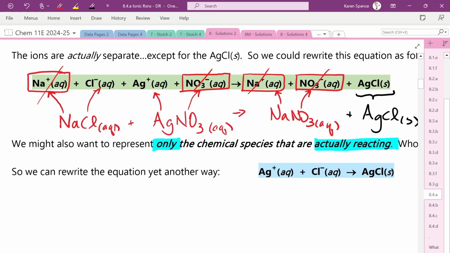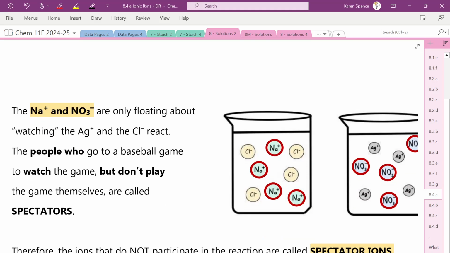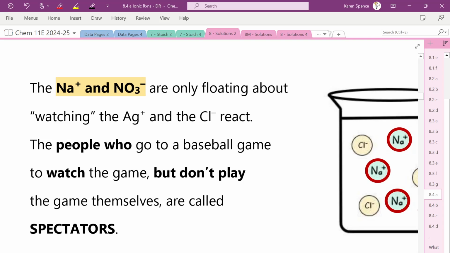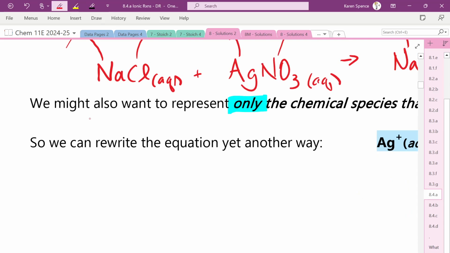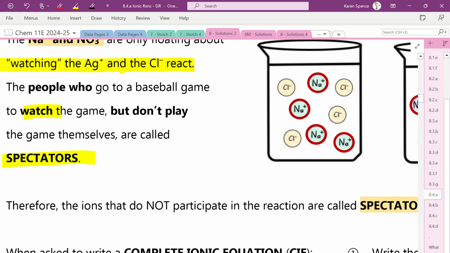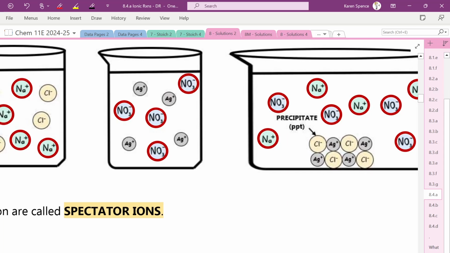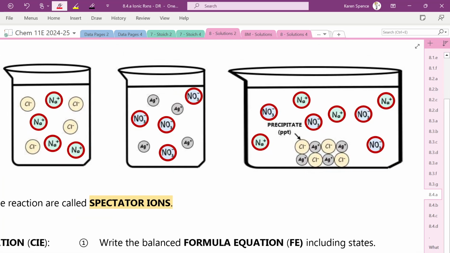And I think we've actually got that on the next page here. Na and NO3, they're just floating about watching the Ag and the Cl react. And the people who watch, those are our spectators, and therefore these ions are known as spectator ions. And you can see they're the same before as after.